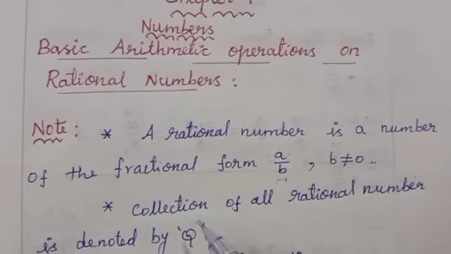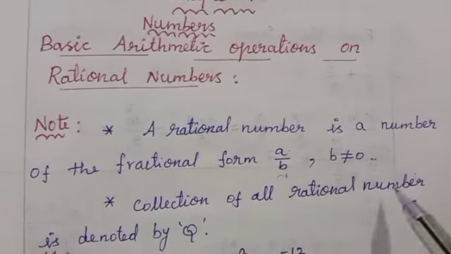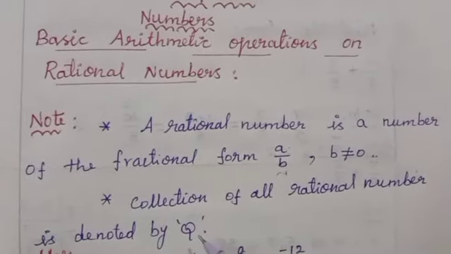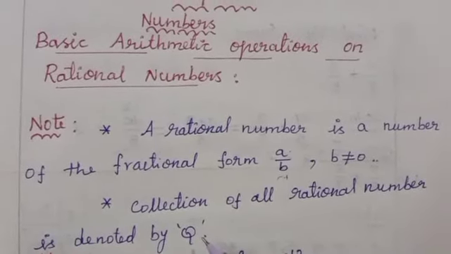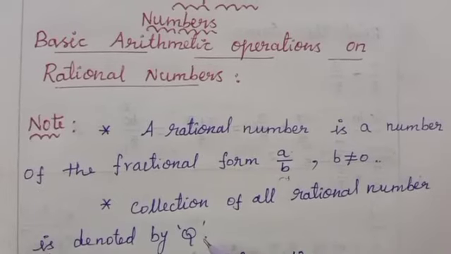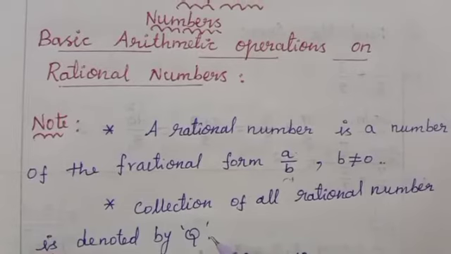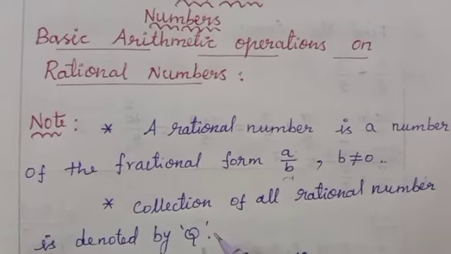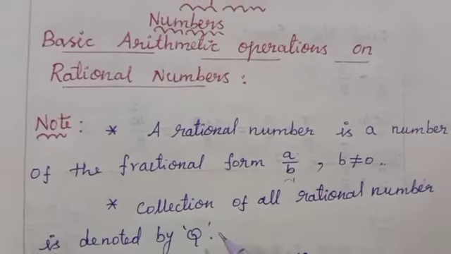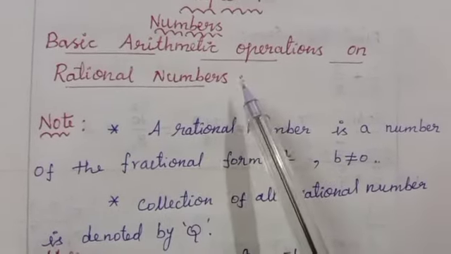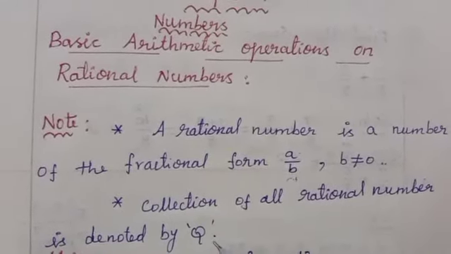The collection of all rational numbers is denoted by Q. Already you know natural numbers are denoted by capital N. Then students, do you remember? Yes, whole numbers are denoted by W and integers are denoted by Z. Like that, rational numbers are denoted by Q.